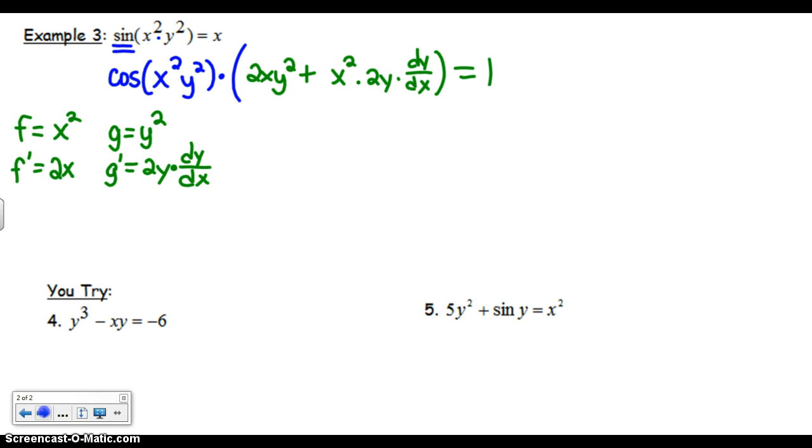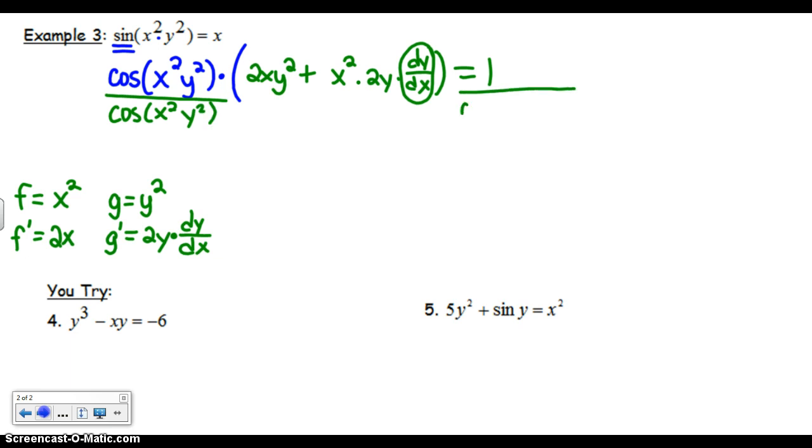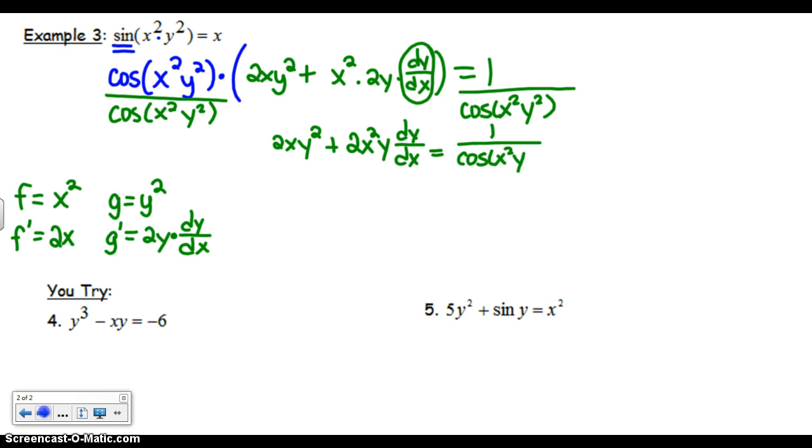Okay, so again, the goal is always to get the dy dx by itself. So all of that is being multiplied by the cosine x squared y squared. So I am going to have to divide this cosine x squared y squared to the other side. So I have 2xy squared plus, I'm going to pull the 2 in front of this, 2x squared y dy dx equals 1 over cosine x squared y squared.